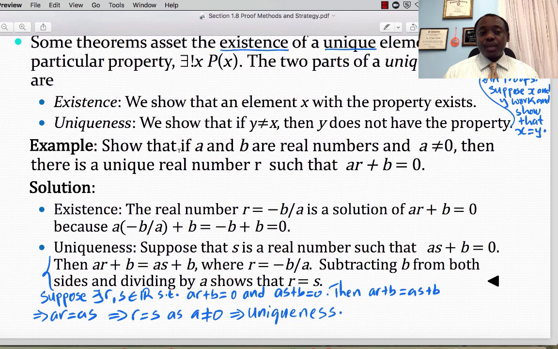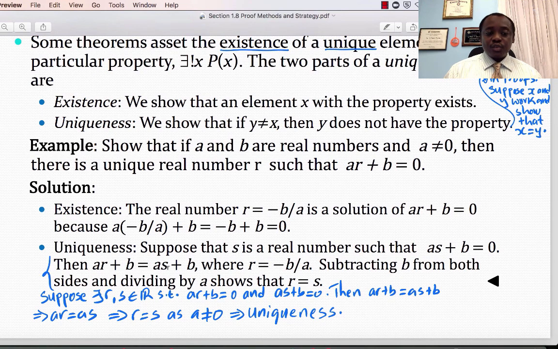So we have two things. We have to prove existence and we have to prove uniqueness. To prove existence, we just solve for r. And that gives us negative b over a. We can divide by a because a is different from 0. So this proves existence. There is a real number, and the real number is negative b divided by a such that a times that real number plus b equals 0. Existence is done. Now what about uniqueness?